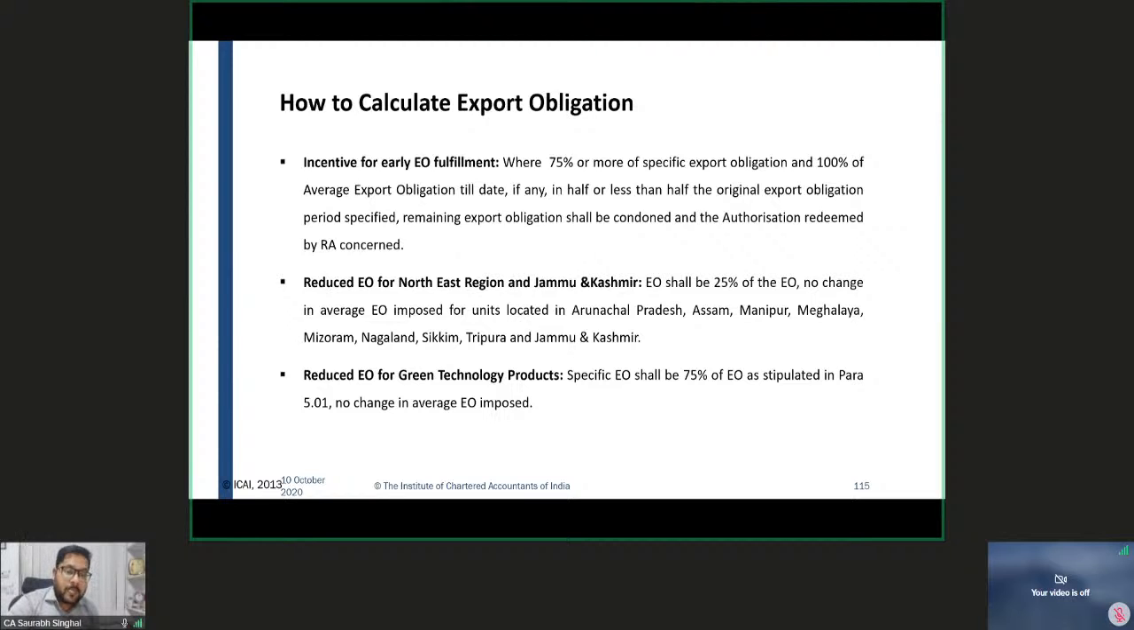Suppose you fulfill 75% of the 4.5 times within only the first 4 block of years. Suppose you were to achieve 100 units in 6 years, but you achieved 75 units in the first 4. They say you will be condoned with the balance export obligation that you had to achieve, provided you achieve 75% in the first 4 financial years. We are talking about specific EO. Average EO in all the cases will have to be maintained at the same level, be it 4 years, be it 6 years.